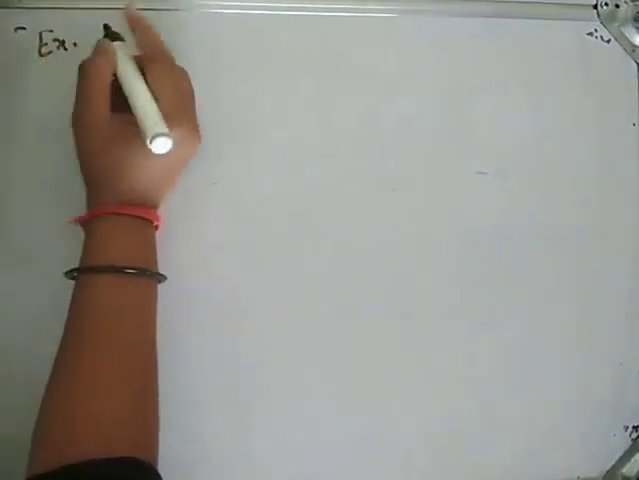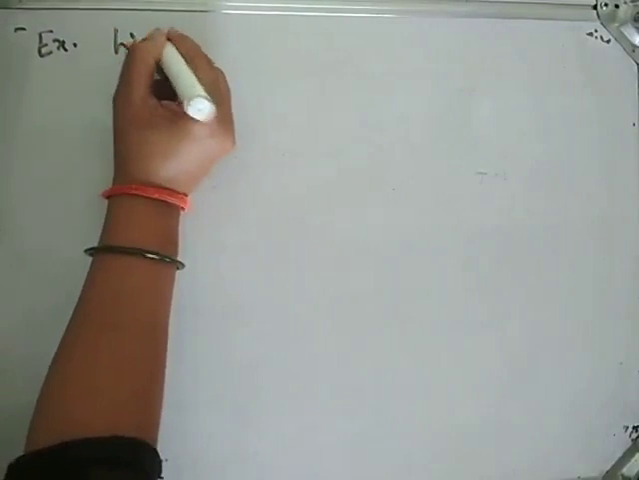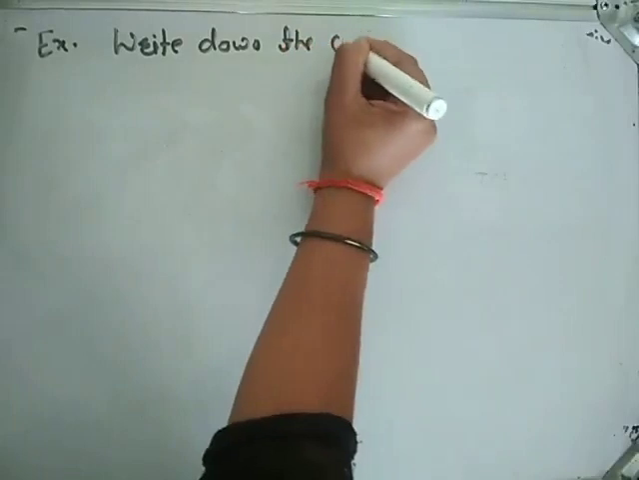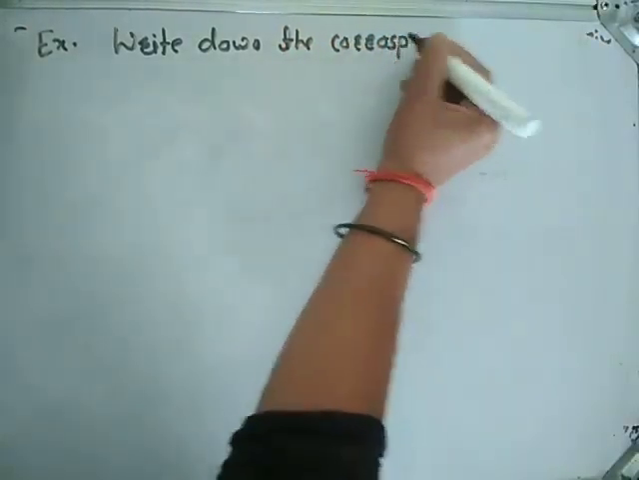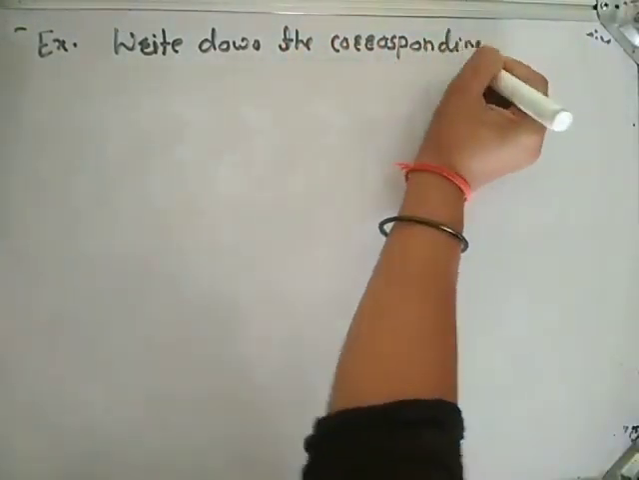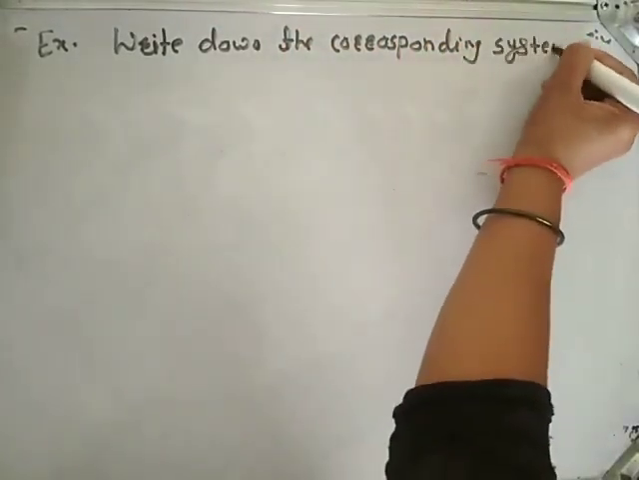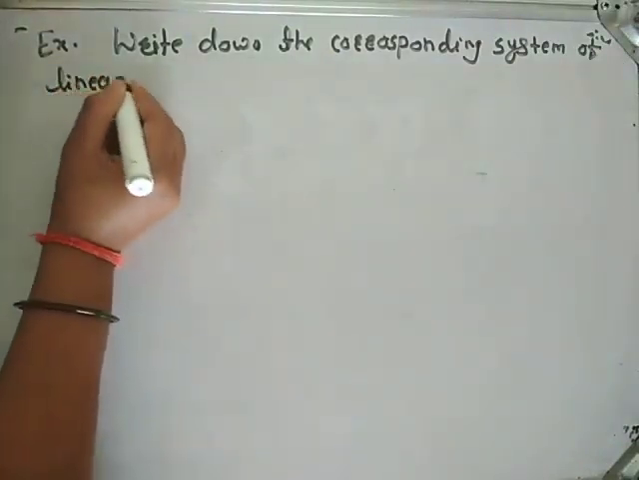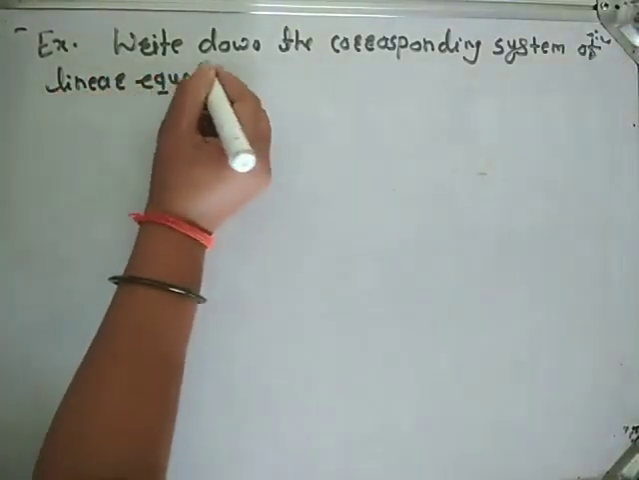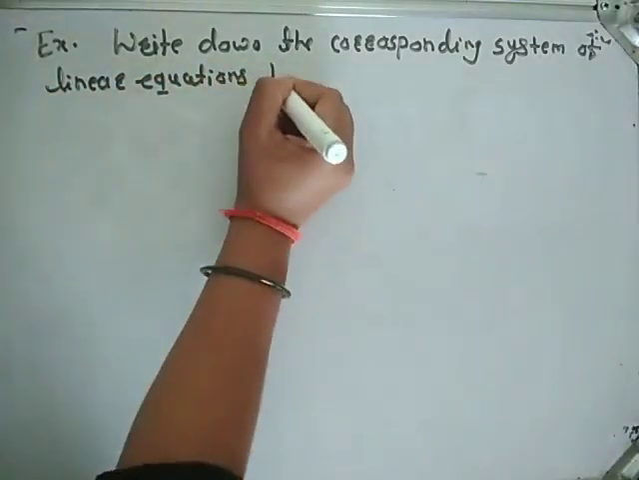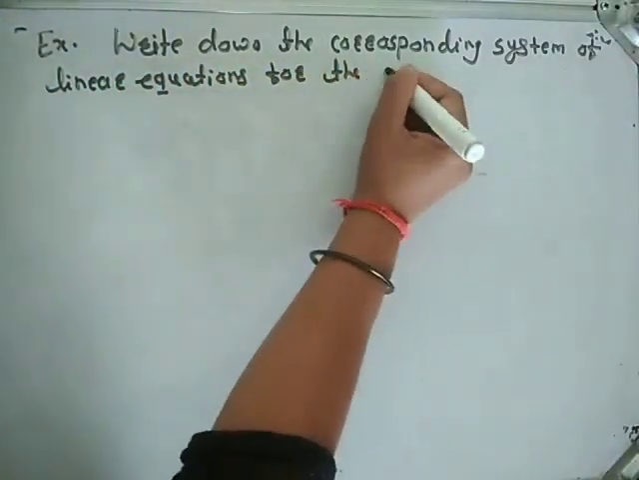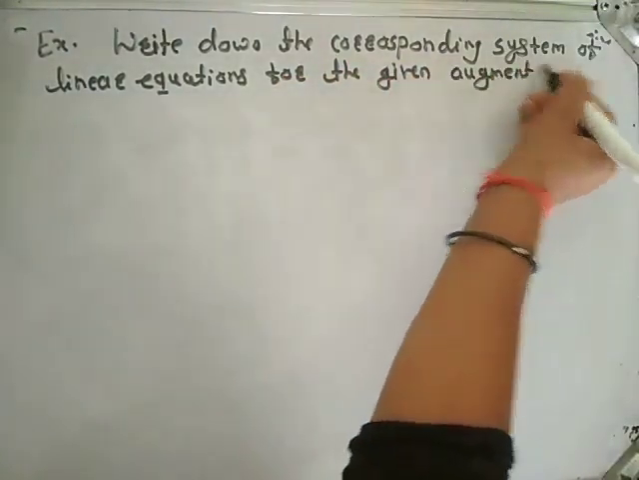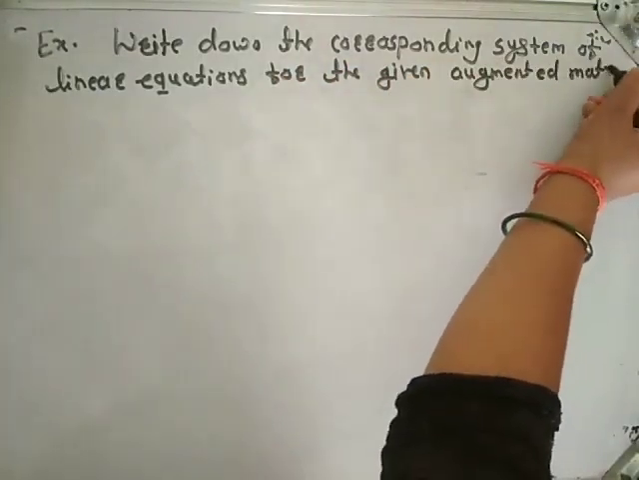Next example, write down the corresponding system of linear equations for the given augmented matrix.